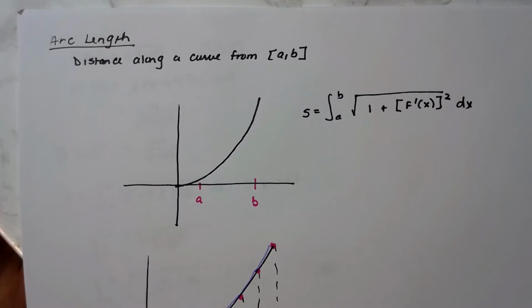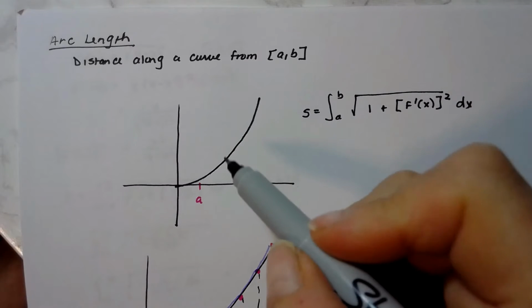Okay, the last thing that I noticed on the curriculum and a few problems on your review is arc length. So I want to talk a little bit about what it is and where it comes from, and we'll talk more about it this week. So arc length is just the distance along a curve.